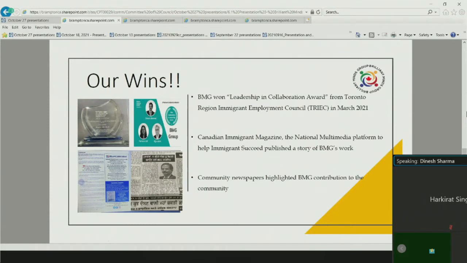So our wins: BMG won a Leadership in Collaboration Award from TRIAC in March 2021 for the work we are doing to collaborate with different industries, professionals, and other not-for-profit organizations. Canadian Immigrant Magazine, the national multimedia platform to help immigrants succeed, published a story on BMG, and community newspapers have been highlighting BMG's contributions to the community. Next slide, please.